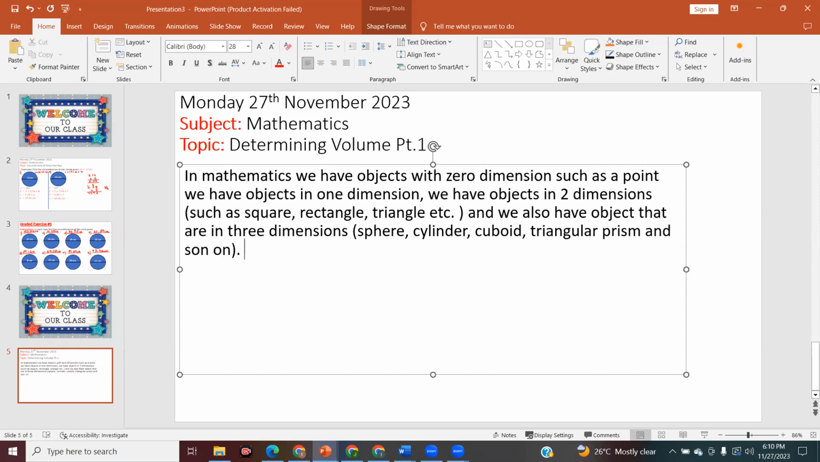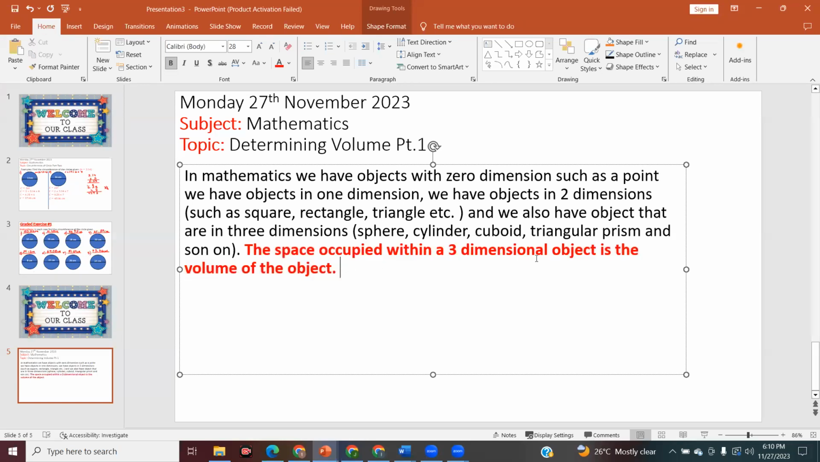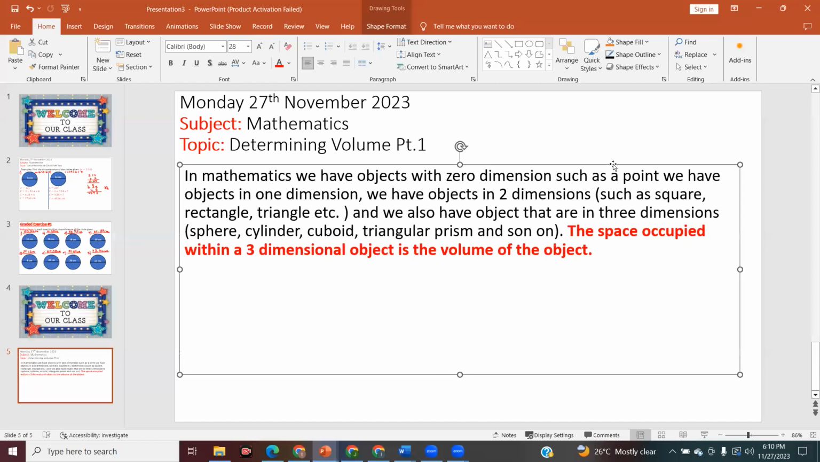So the space occupied within a 3-dimensional object is the volume of the object. The space inside, all right? That's what we mean by the volume of the object. When we have the space that's inside of the object, that's the volume of the object.